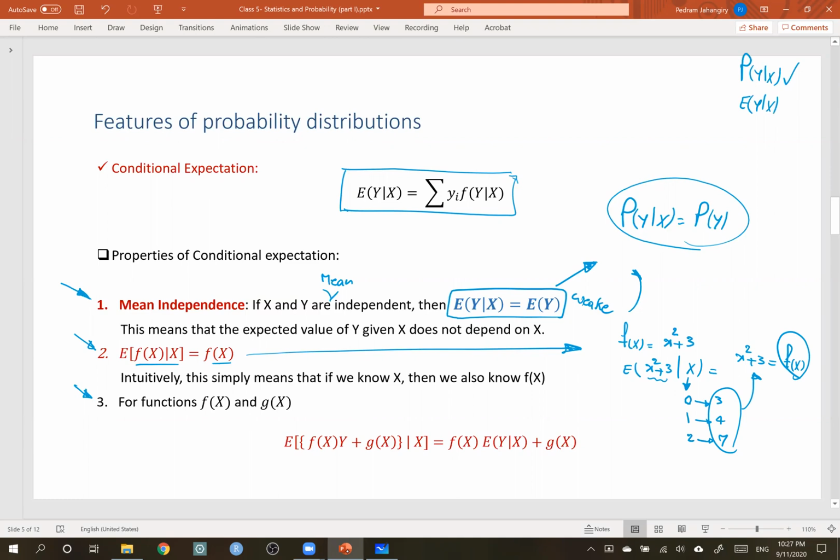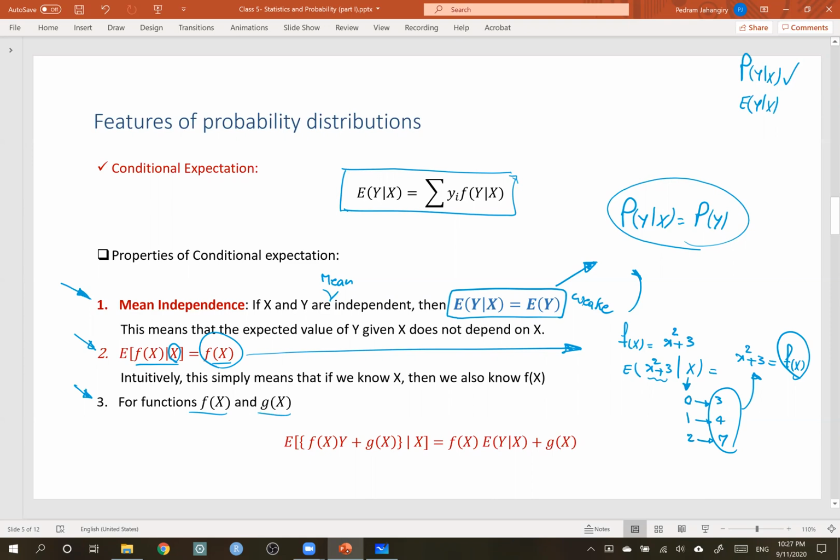Okay, so this is an important property. I hope that you get the idea. When you're conditioning on the variable itself, the expected value is going to be the same as the function of x, the exact same function of x. All right, and finally, with this property, we can get to property number 3 for 2 different functions, f of x and g of x. These are 2 different functions of x.